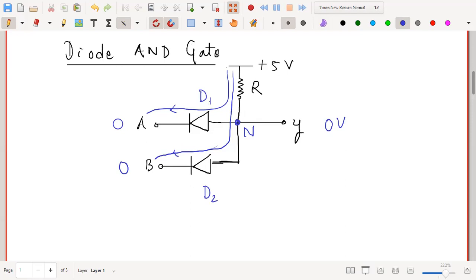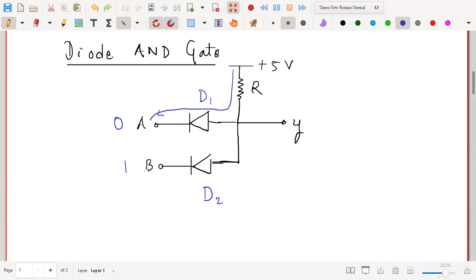Now when any one of the inputs is 0, then also the output should be 0. So let us check this. The diodes are connected in parallel, you can say here. Sorry, so this should be D2. Yeah. So now let us say when A is 0 and B is 1. When A is 0, the diode D1 will conduct, because the diode D1 is forward bias, so the current will flow through this diode.